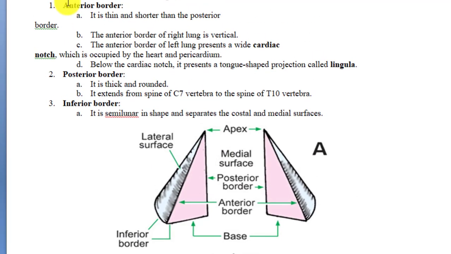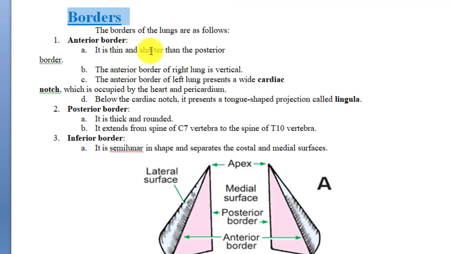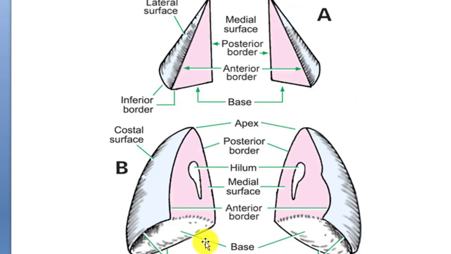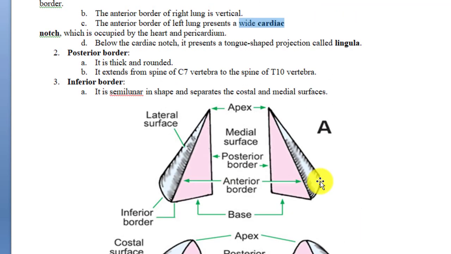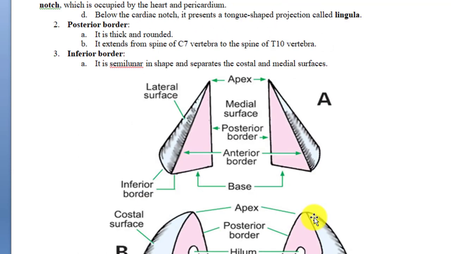So what about the borders? The anterior border is thin and shorter than the posterior. The anterior border of the right lung is a little bit vertical. The anterior border of the left lung presents a cardiac notch, a wide cardiac notch which is occupied by the heart and pericardium. So here in the left lung, you can see the anterior border makes a cardiac notch, also called the heart depression or cardiac depression, in which the heart or the pericardium of the heart is enclosed, right?